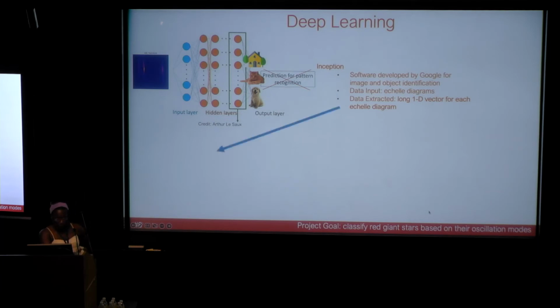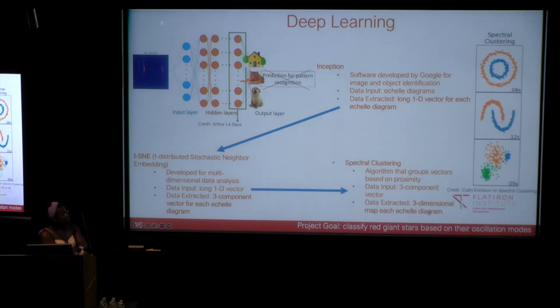All right, and then we take this long 1D vector and we reduce it using TSNE, which is an algorithm for multidimensional data analysis. And then the output of this algorithm is a 3-component vector, which we finally feed into a spectral clustering algorithm called nearest neighbors. And this essentially groups our 3-component vectors for each Echelle diagram based on their proximity to one another.